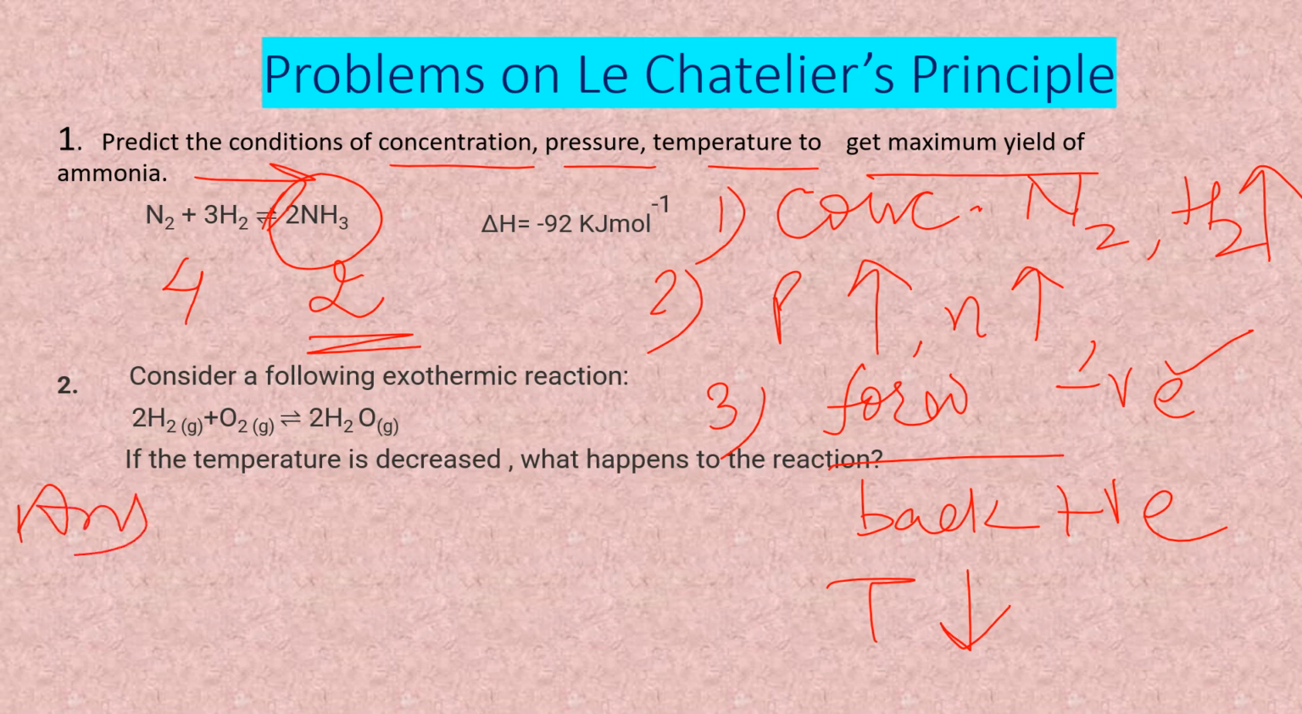Second question, for this reaction which is exothermic, what happens if temperature is decreased? If temperature is decreased, the reaction will move in such a way to increase the temperature. And how the temperature can be increased? That is, the reaction will move in the forward direction.